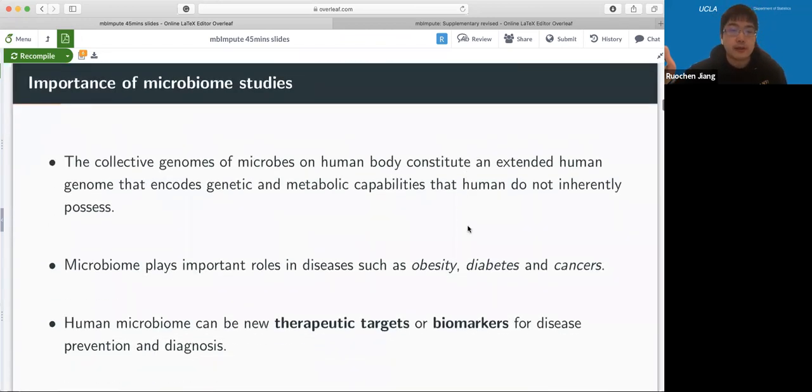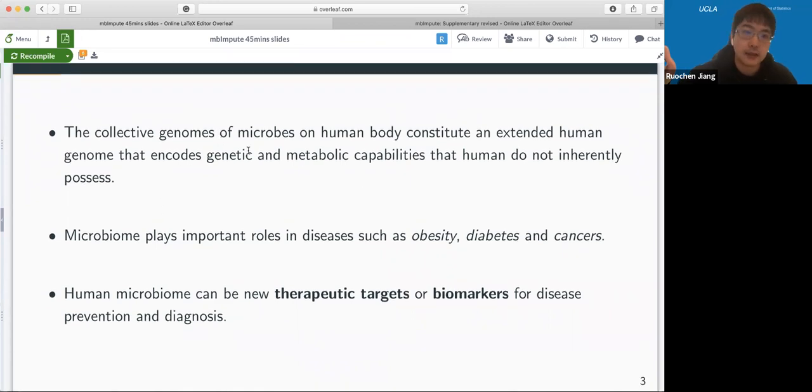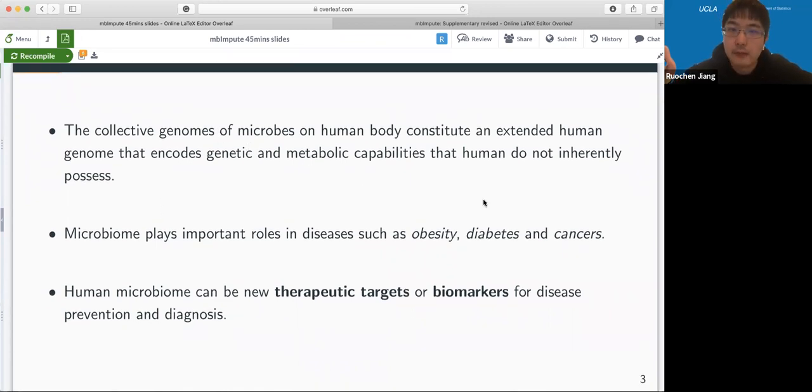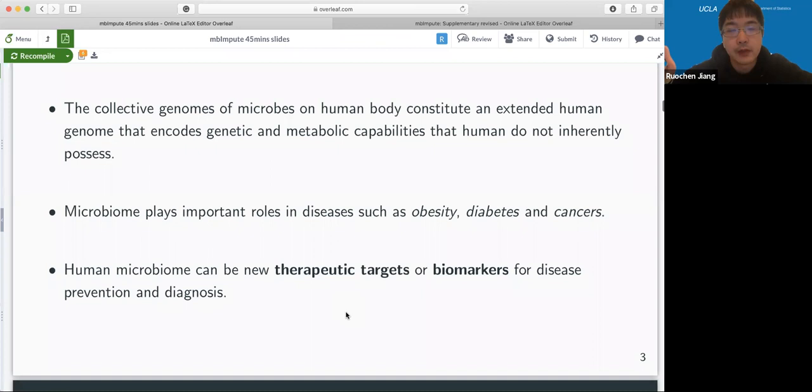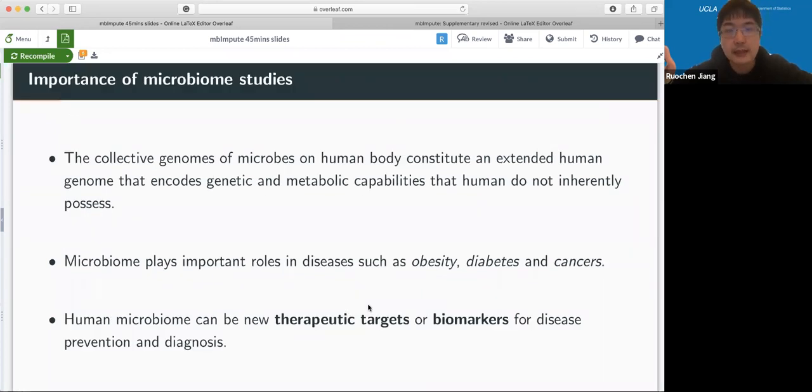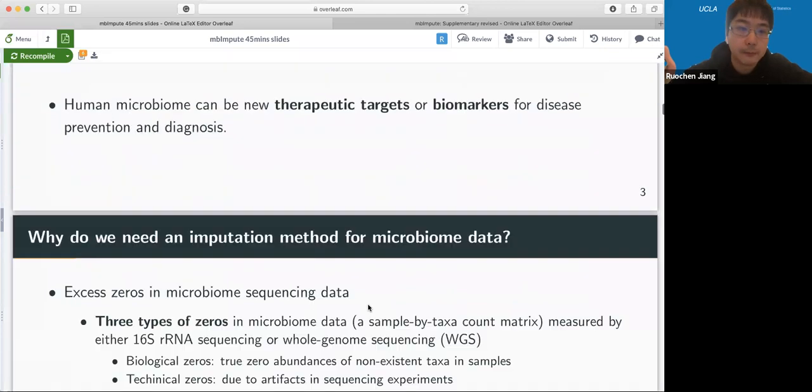The importance of microbiome study is that the collective genomes of microbes on the human body constitute an extended human genome that encodes genetic and metabolic capabilities that humans do not inherently possess. The microbiome plays important roles in diseases such as obesity, diabetes, and some cancers. And the human microbiome can be new therapeutic targets or biomarkers for disease prevention and diagnosis. So that's the incentive for scientists to study the microbiome.